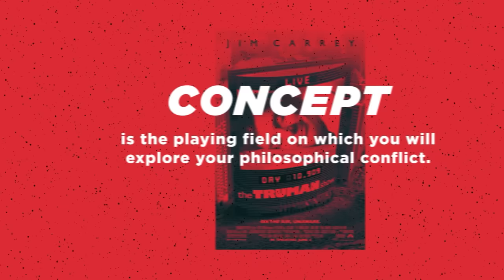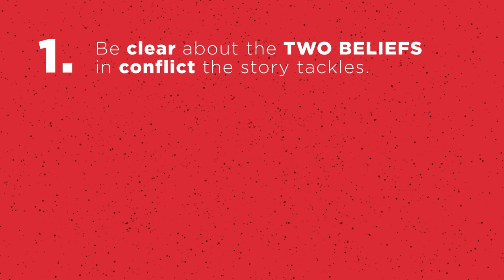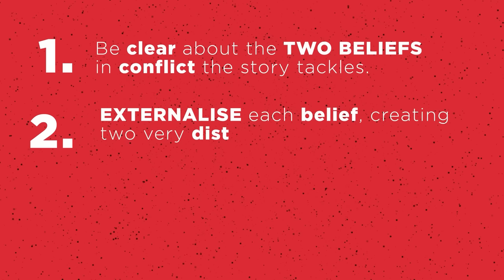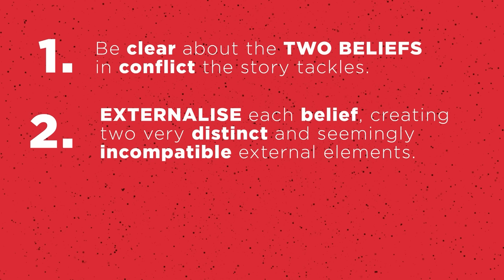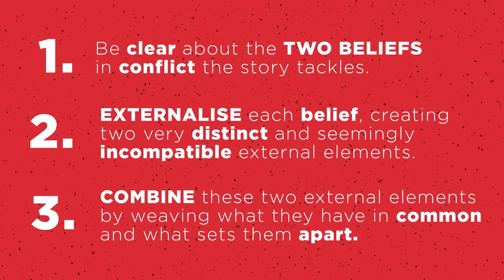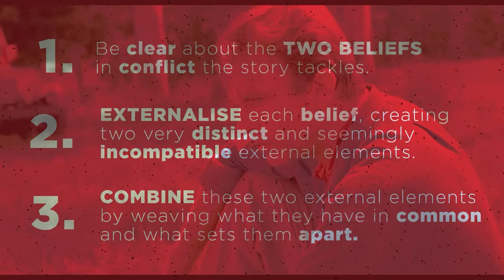How do we do this? If we were to break this down into a simple step-by-step procedure, it would look like this. Step one, be clear about the two beliefs in conflict that the story tackles. Step two, externalize each belief, creating two very distinct and seemingly incompatible external elements. Step three, combine these two external elements by weaving what they have in common and what sets them apart. Let's go through each step using the example of a classic high concept movie, Jurassic Park.